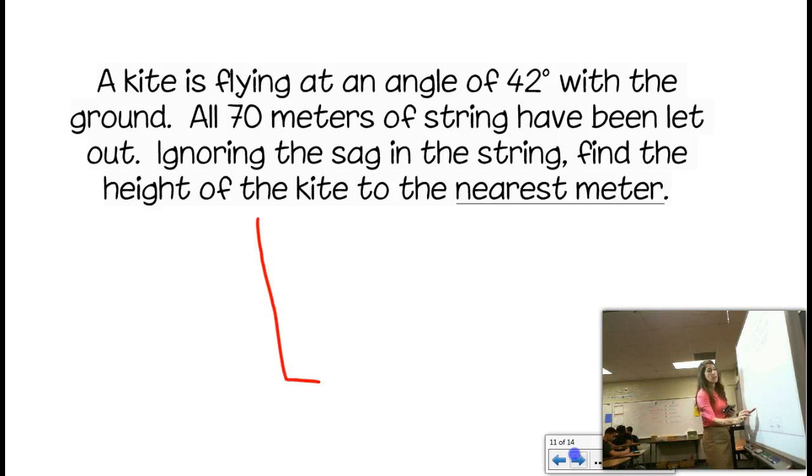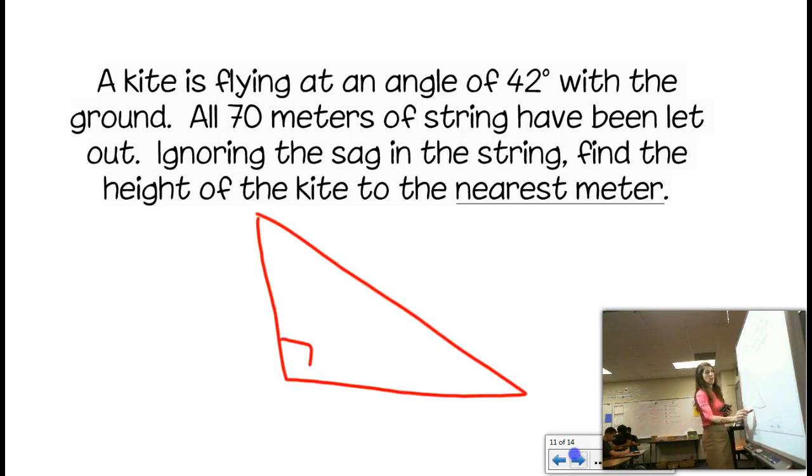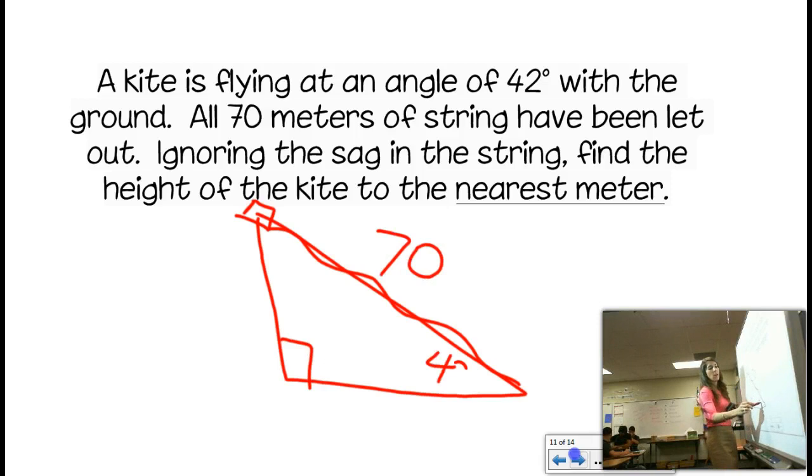So you've always got a right triangle. This is your kite. That's the kite string. 70 is the kite string. Angle always goes on the ground every time. Put it on the ground every single time. No exception. Put the angle on the ground. Wasn't the angle just on top last time? No, it was at the bottom.